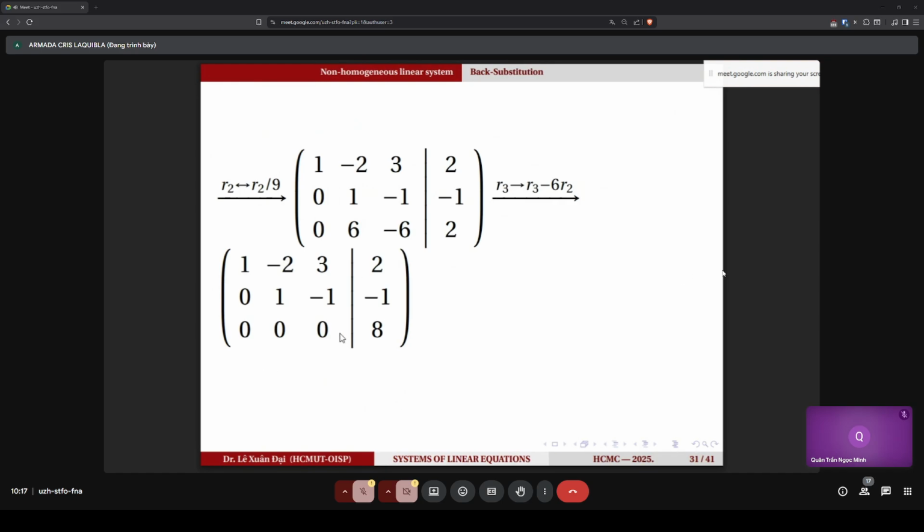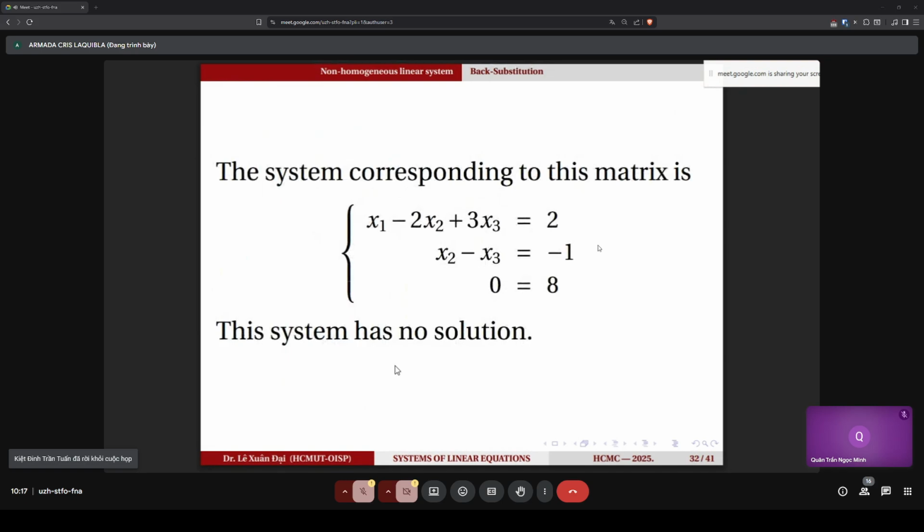And now, class, this happens. As you can see, they're all zeros here, but there's an 8 here. So if this happens, class, the system has no solution because of the last part. They're all zeros there, and it's equal to 8. This is false. 0 will never be equal to 8. So that is why this system has no solution.